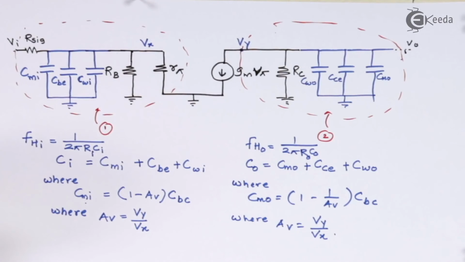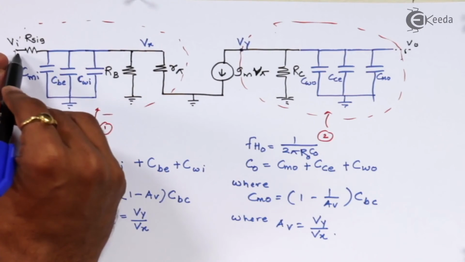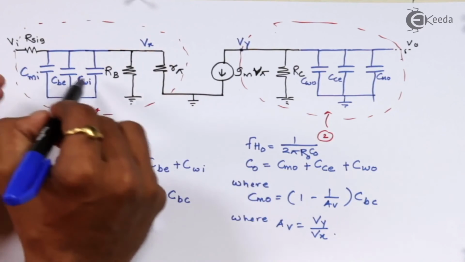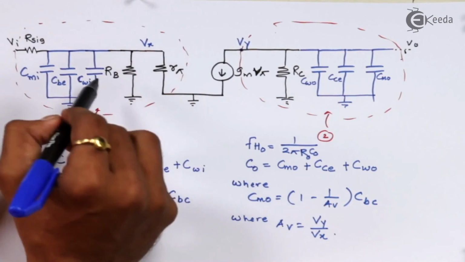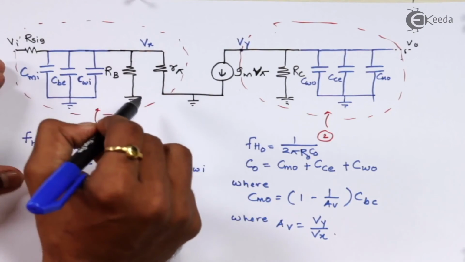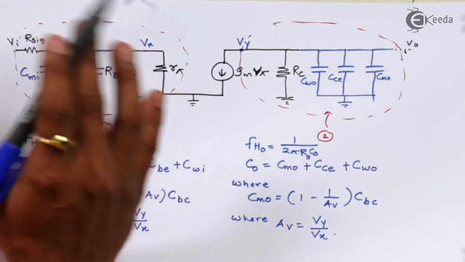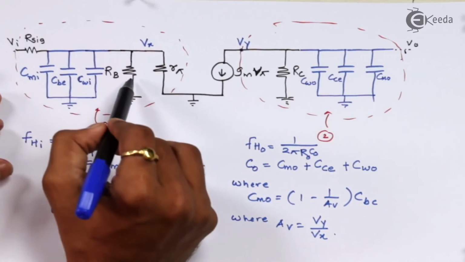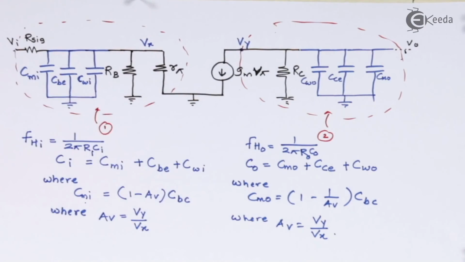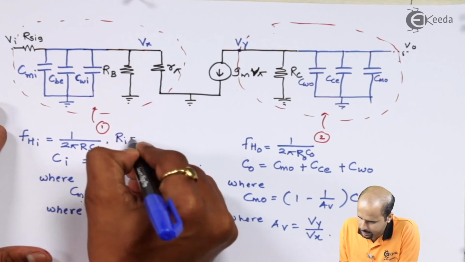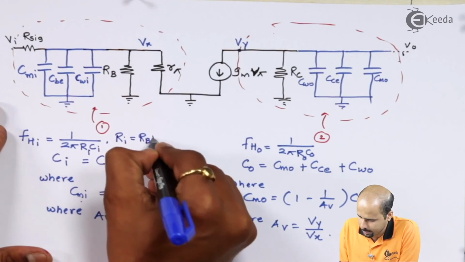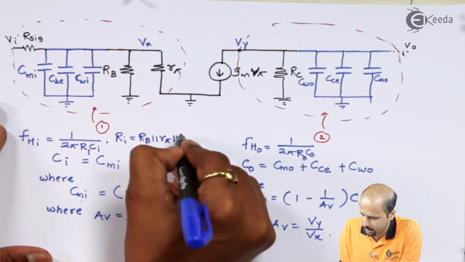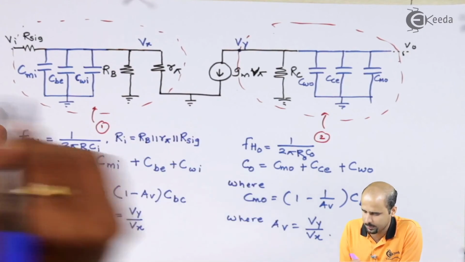The resistance value is nothing but, we just have to look from this particular capacitance, and we have to open this, and these are connected in parallel, right? So RB parallel R pi parallel R signal. So let's check it. Ri is nothing but, I can say, Rb parallel R pi parallel R signal.